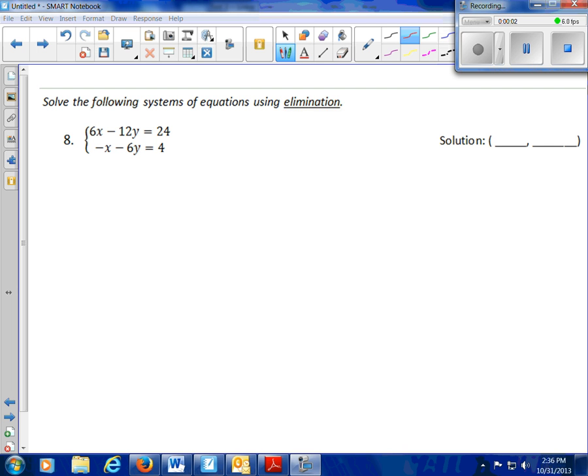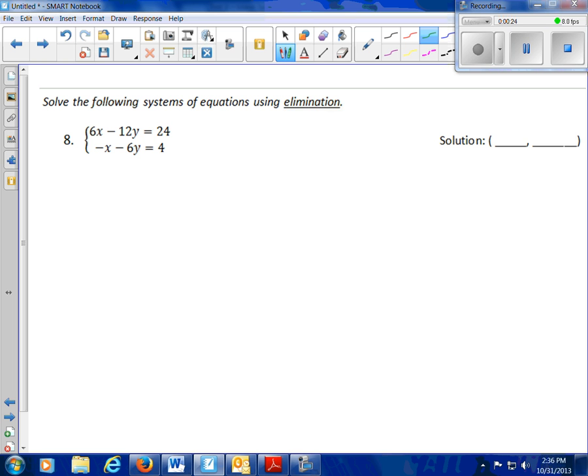So for problem number 8, this time we are using elimination to solve. And remember, the goal with elimination is exactly how it sounds. We want to eliminate either x or y by adding my equations together. So in order to get rid of them, I'm looking for the same number or the same coefficient, but opposite signs in front of either x or y.